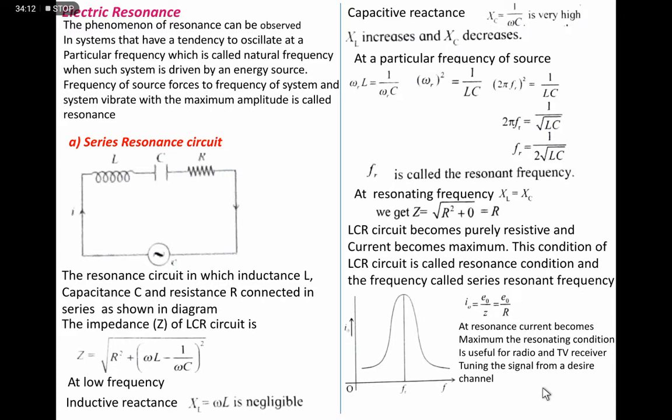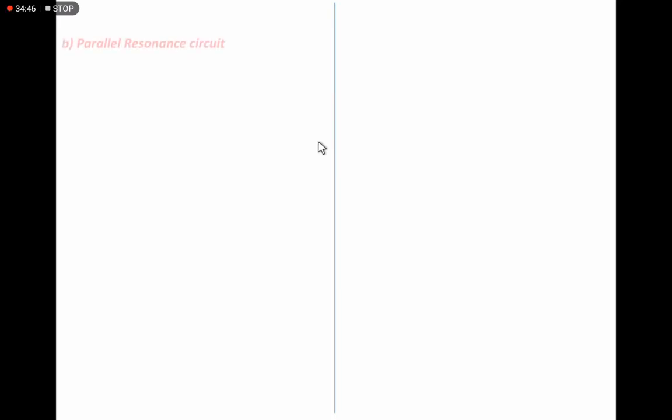This LCR circuit is used in tuning of radio and TV receivers. A brief discussion will be there, but this part is not included in our syllabus. Only the example or use of this LCR circuit in the tuning circuit to tune the radio and TV. So this is the series resonance, and one more topic is there, parallel resonance.